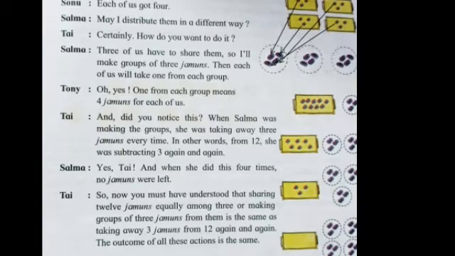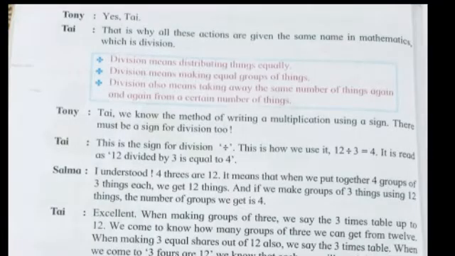Now Tai says you must have understood that sharing 12 jamuns equally among 3, or making groups of 3 jamuns from them, is the same as taking away 3 jamuns from 12 again and again. The outcome of all these actions is the same. Now page number 72. Tai: That is why all these actions are given the same name in mathematics, which is division. So now you understood, children, what is division.